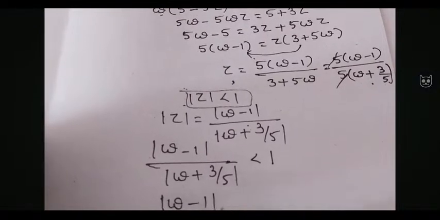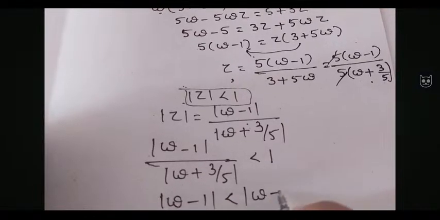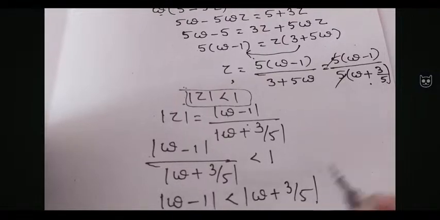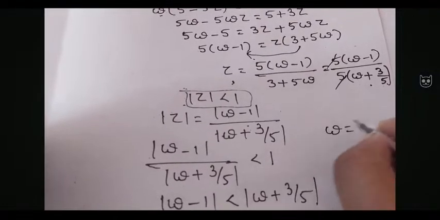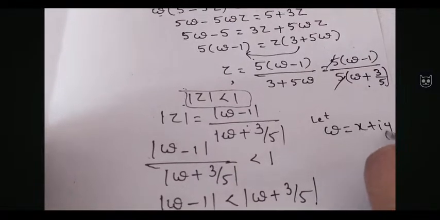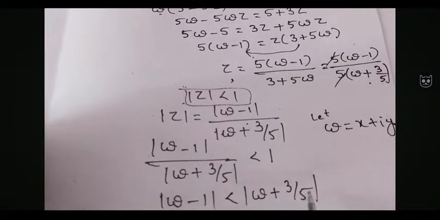Mod omega minus 1 less than 1 into mod omega plus 3 by 5. Now I said in the beginning, let omega be the complex number x plus iy. Now write this omega value in this expression. So then what we get? Mod omega minus 1 less than mod omega plus 3 by 5.